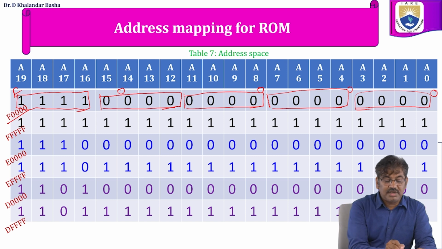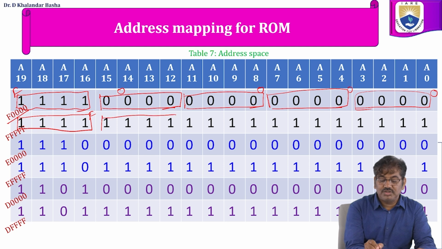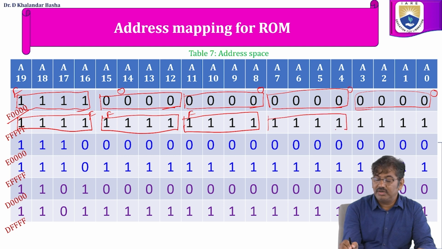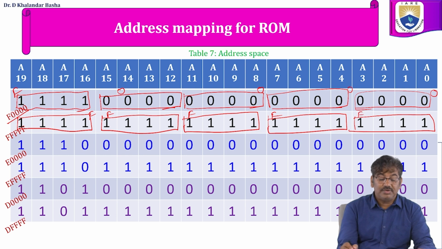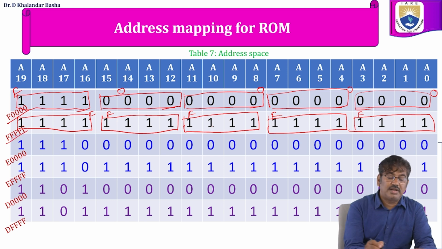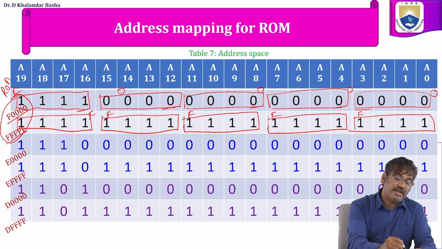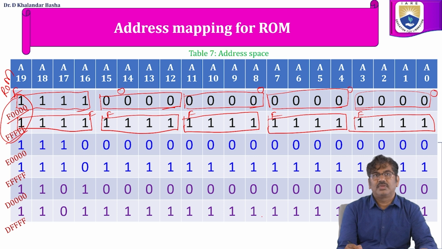The higher order address bits are 1111, grouped as 4 bits, that is F. The next 4 bits 1111 each correspond to F, F, F, F. So the maximum address is FFFFF, the higher order address for ROM. So this memory space, from F0000 to FFFFF, is allocated for 2 memory chips of ROM.